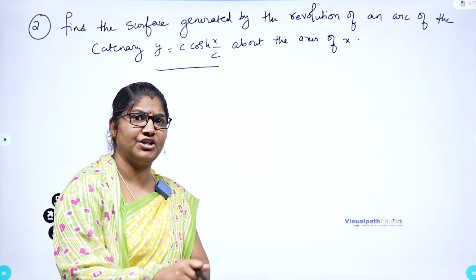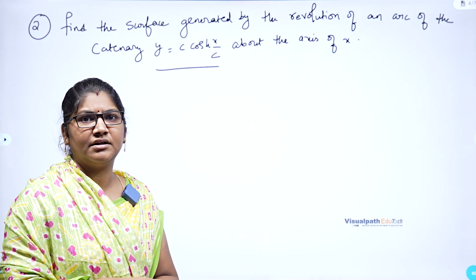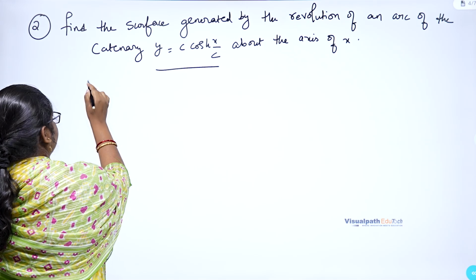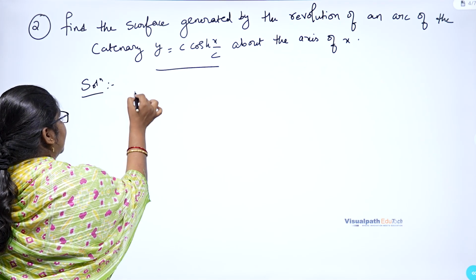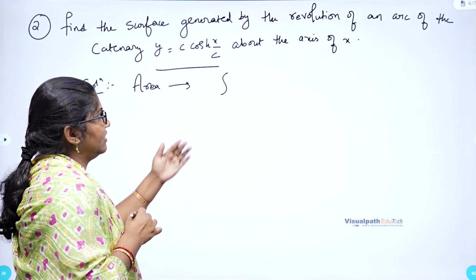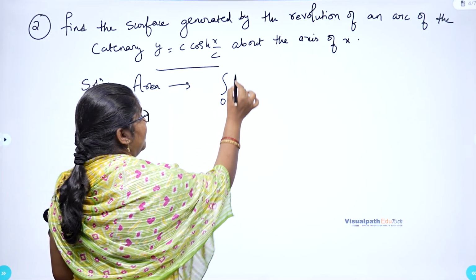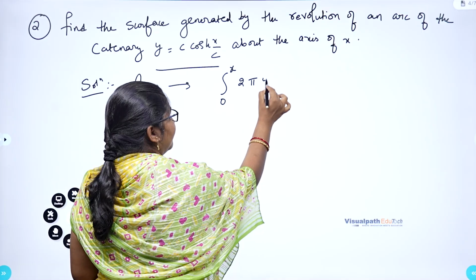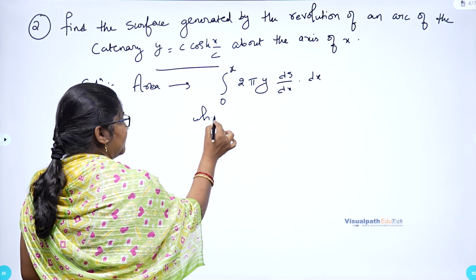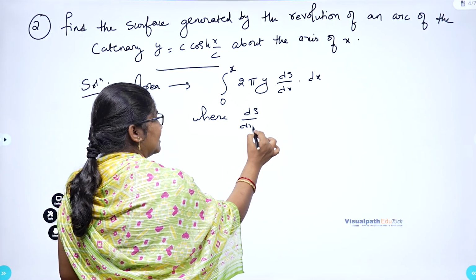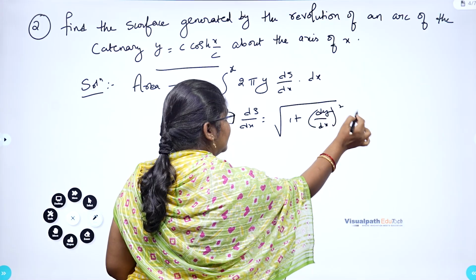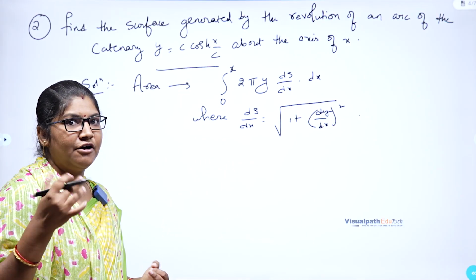When it is a Cartesian equation, what is the formula? We already know the formula, the area of the solid of revolution formula. Integral, here the limits will be from 0 to x, 2 pi y ds by dx into dx, where ds by dx is equal to under root 1 plus (dy by dx) whole square. Okay, this is the formula.